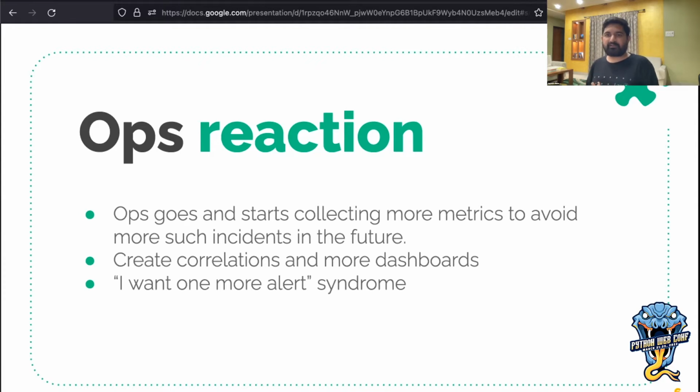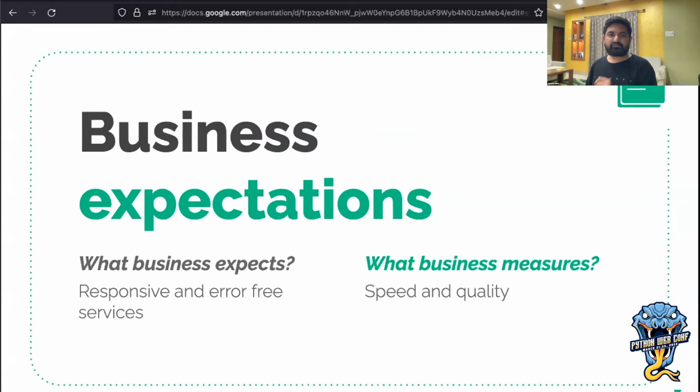Before we jump into how to solve this problem, or even define what the problem is, let's see what the expectations are, and then we can jump into how we can measure them. The business expectations are speed and quality of the system.